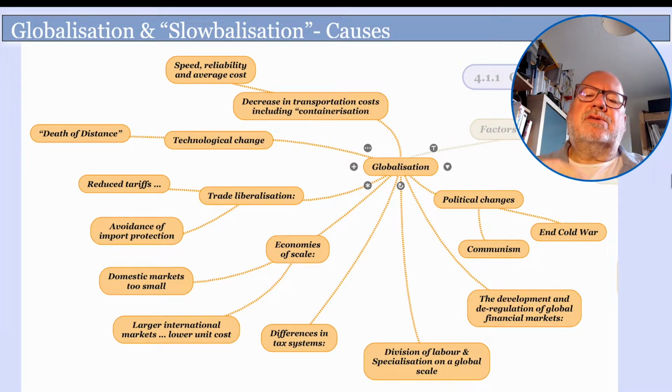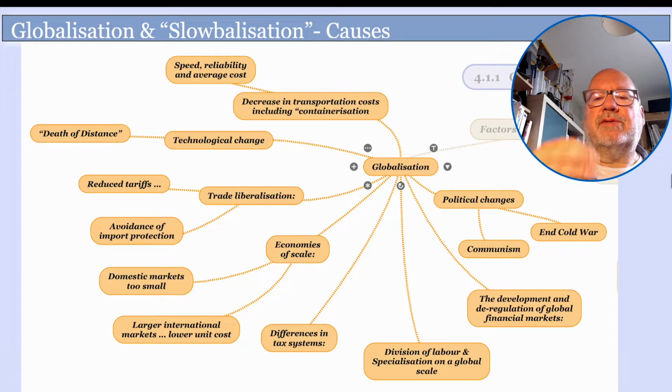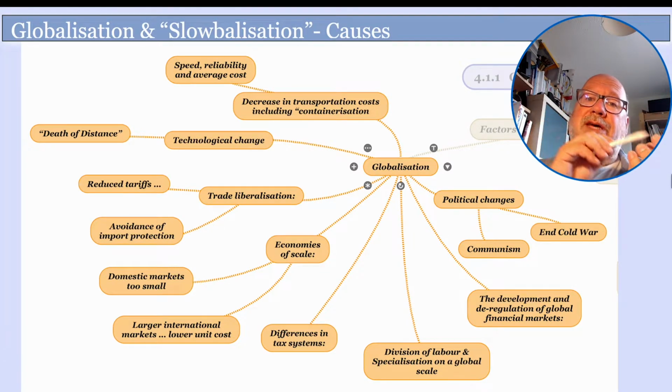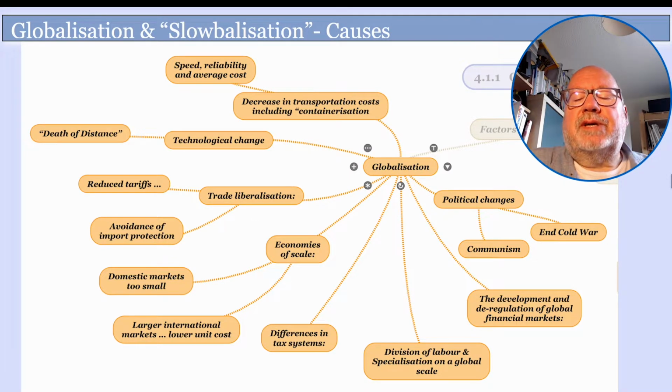And you can link it to another reason, which is the avoidance of import protection. Very often when you have a trading bloc, which you'll see later in the course, like the European Union, they don't have tariffs between themselves, but they do have a tariff around that trading bloc. That's a tax on exports coming into the trading bloc. So in order to avoid that, what firms often did, say American firms, is they would set up within the trading bloc. That's a transfer of capital, it's foreign direct investment in Europe, so they can sell within the European Union and avoid the tariffs from outside. So trade liberalisation and the avoidance of import protection, big point.